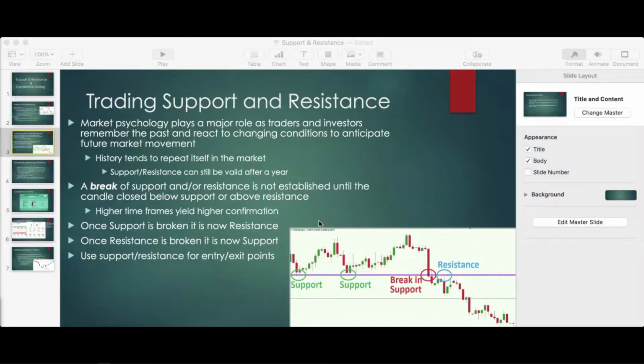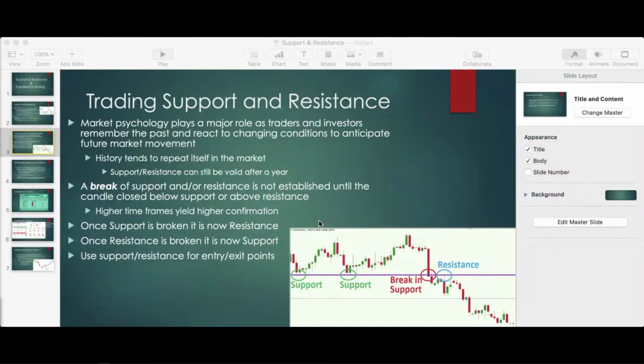So, moving on to candlesticks. Before I do that, does anybody have questions about support and resistance? If you don't want to speak up, I will keep an eye on the chat to see your questions.